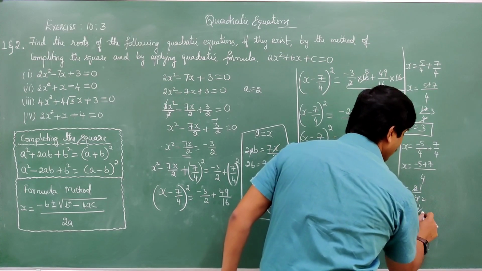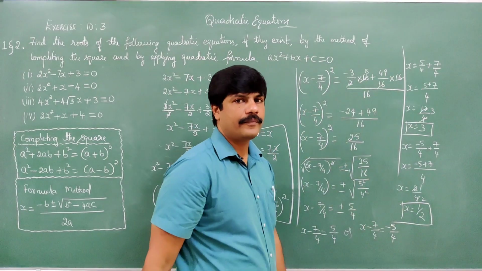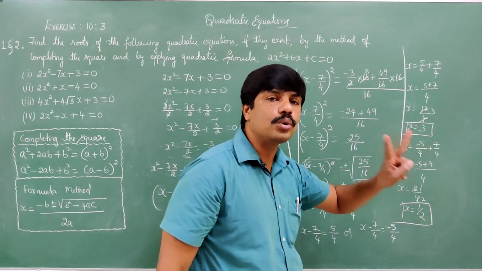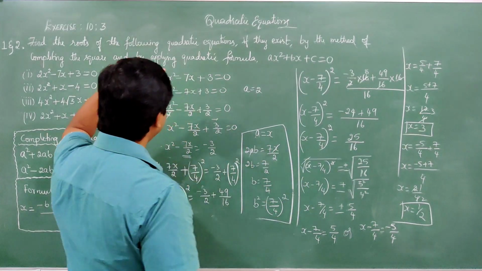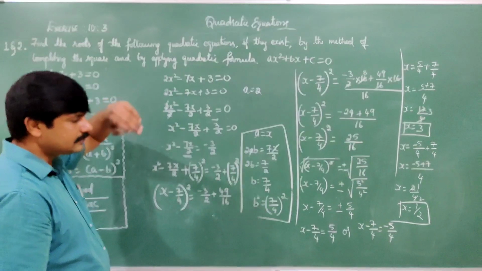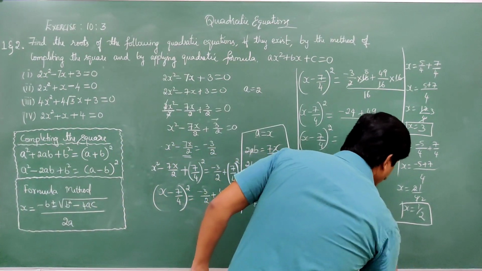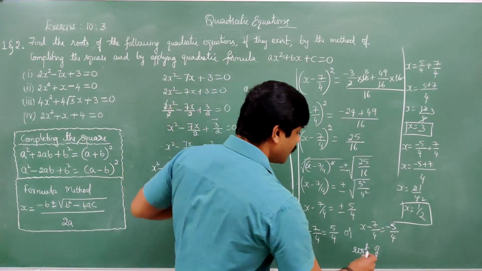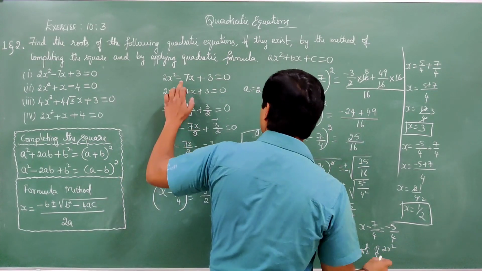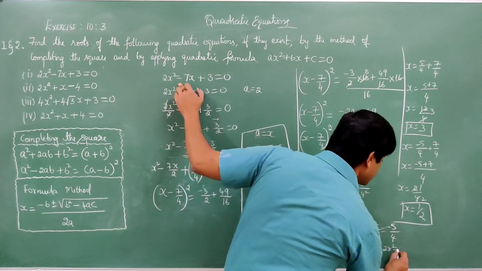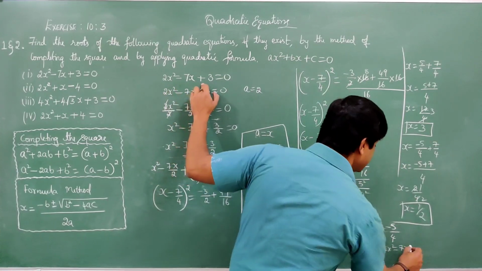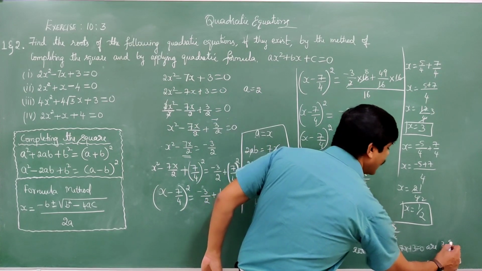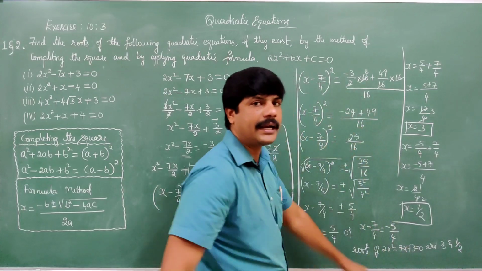That is x equals 2 by 4, so x equals 1 by 2. So x equals 3 as well as x equals 1 by 2. So we have got 2 roots. What are the roots of this particular equation, 2x square minus 7x plus 3 equals 0? The roots are 3 and 1 by 2.